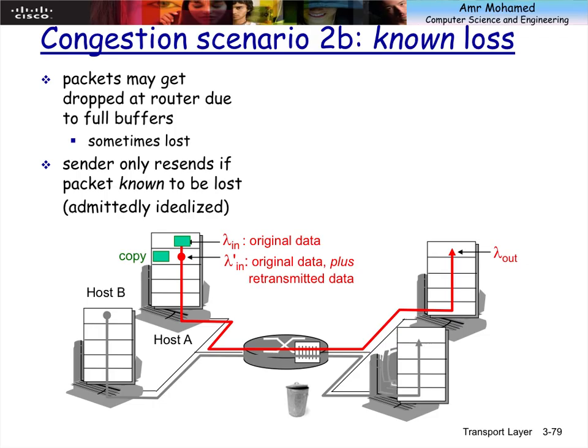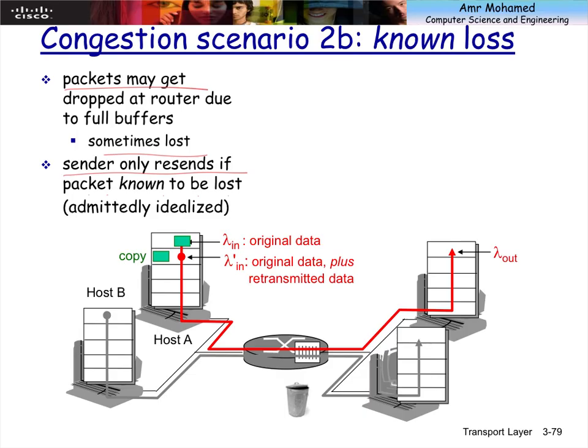In 2B here, packets may get dropped, which means that the transport layer protocol will not wait for the buffer to be empty. That's more practical, right? Because we don't know, okay? So due to full buffer, sometimes the segment will get lost. Sender only resends if packet is known to be lost. So if the segment was lost, is it really lost because of congestion?